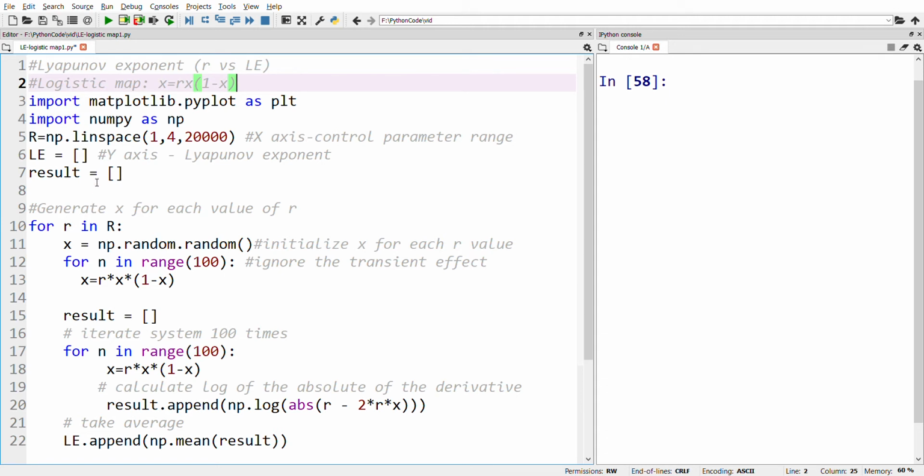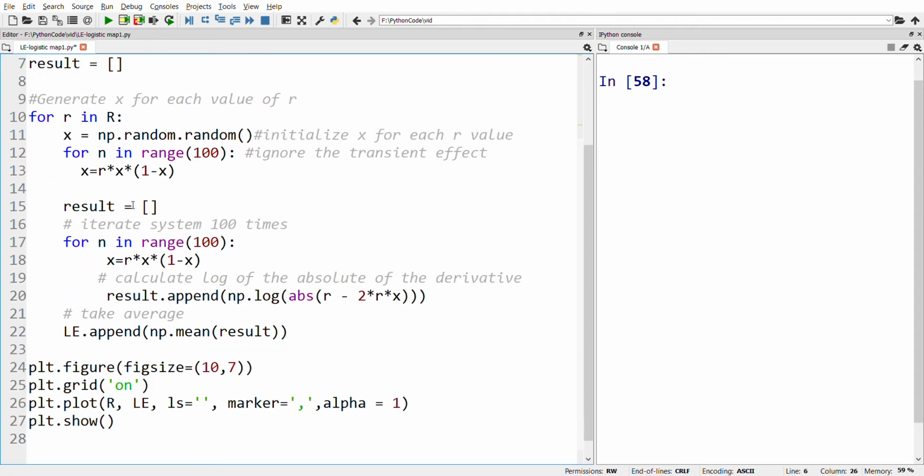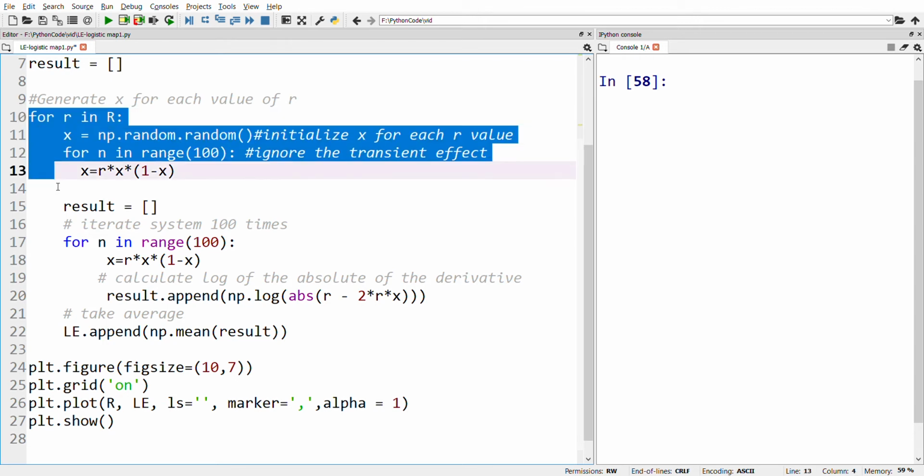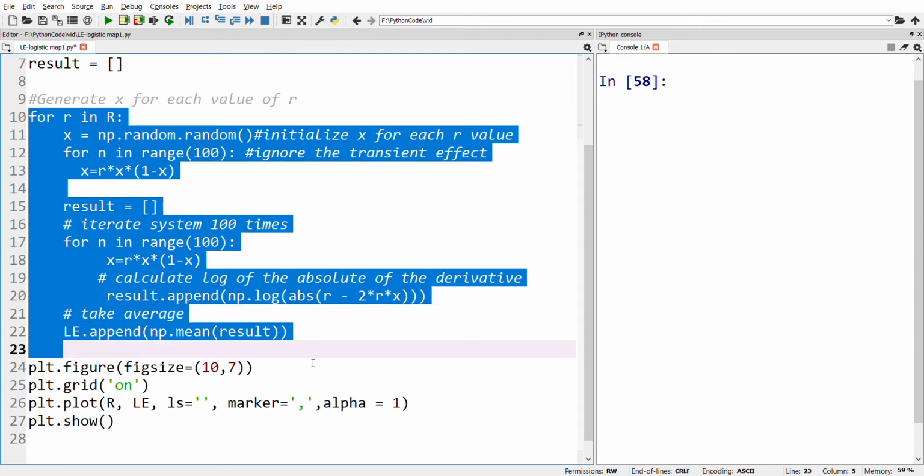Here we have the value of R, which is going to be plotted on the x-axis. R stores 20,000 values of the control parameter ranging from 1 to 4. LE will store the Lyapunov exponent values. And here we have the code for calculating the Lyapunov exponent. This is performed 20,000 times.